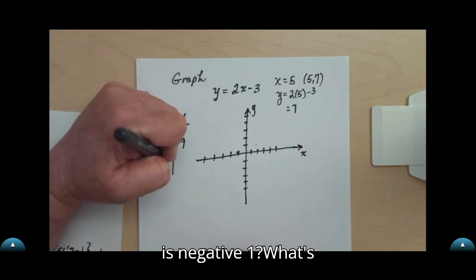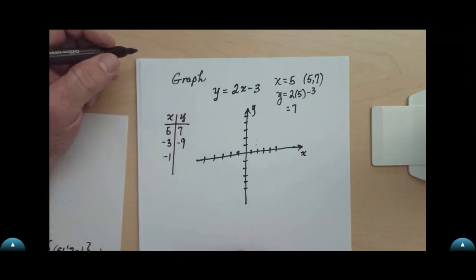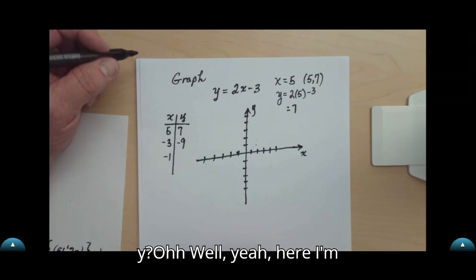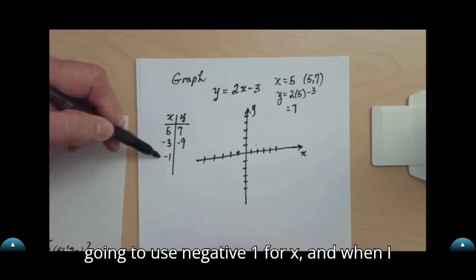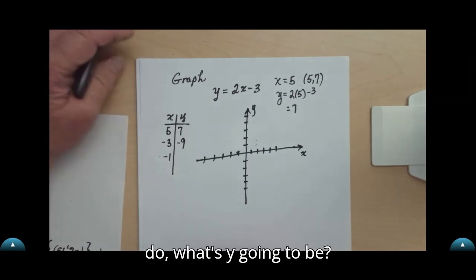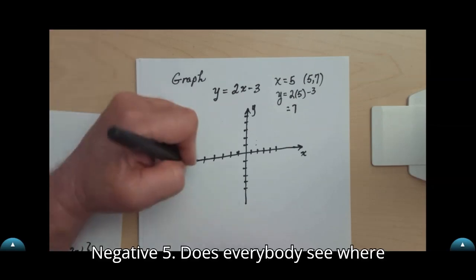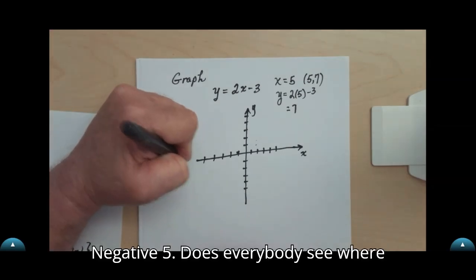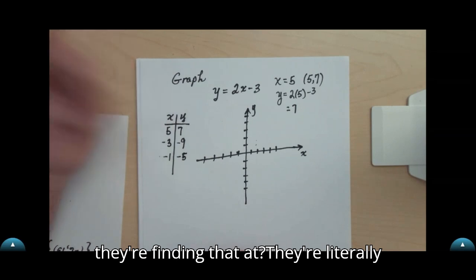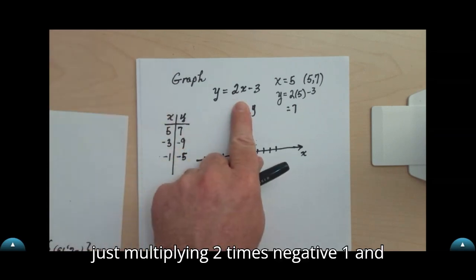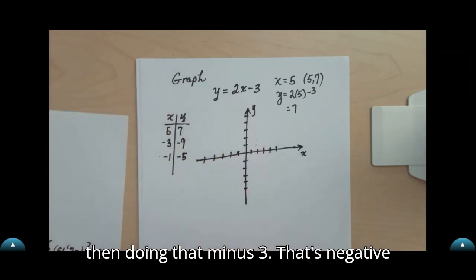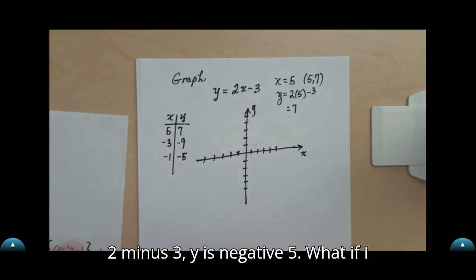What if x is -1? What's y? Well, here I'm going to use -1 for x. And when I do, what's y going to be? -5. So everybody see where they're finding that at? They're literally just multiplying 2 times -1 and then doing that minus 3. That's -2 minus 3. y is -5.